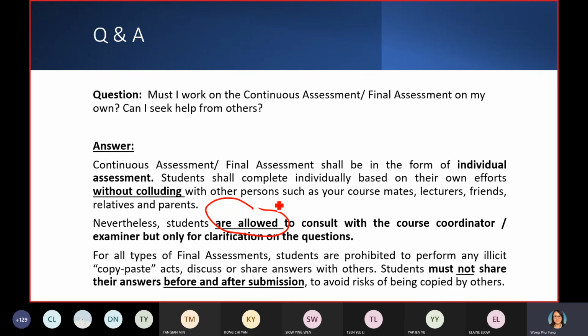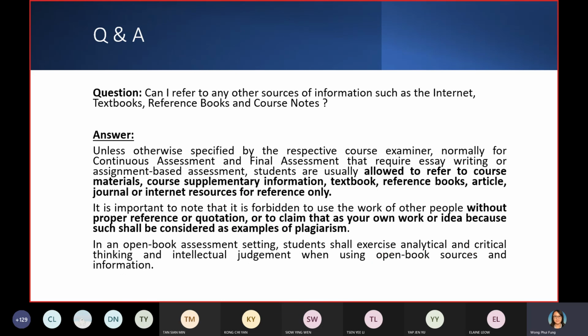That's why at the beginning I asked you all to gather at MS Teams, so that anyone who has a question, we clarify, then all students can benefit from the question. Okay? And remember, after the end of the assessment, do not share your answer with your friend. Don't share. Try to keep it, because we do not know whether there is any risk of it being copied by others. Okay? Can I refer to the internet, textbook, course notes?